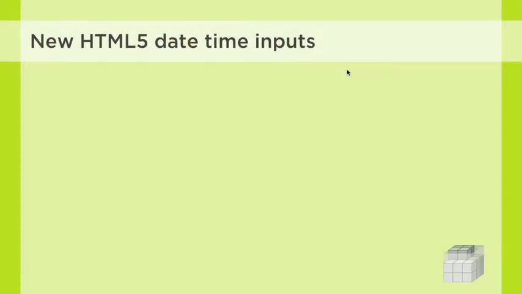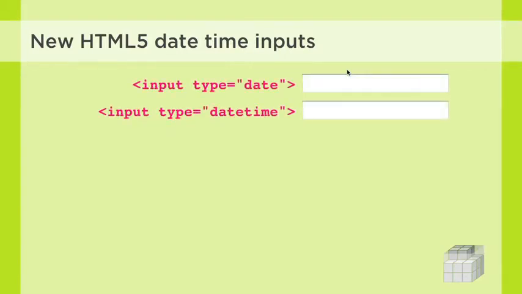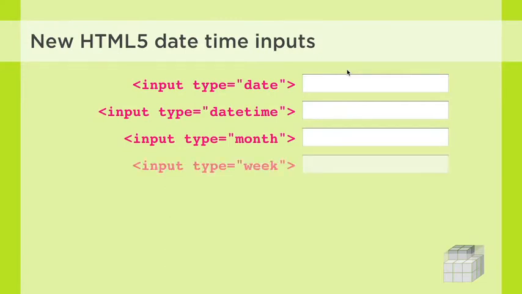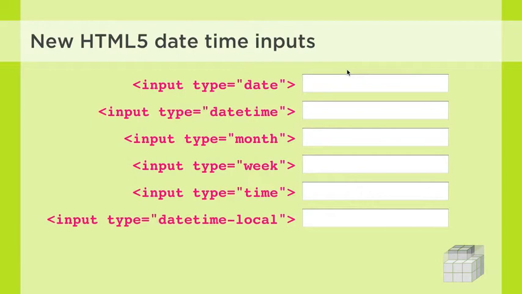But wait, there's more inputs. The other half of the input elements are date time inputs, anywhere from just inputting a date to a date time, to a month, to a week, or just the time, or the date time in the local time zone. As you can see here, all of these look the same and are essentially just text boxes in WebKit. So you might be wondering, what's the advantage of using these? Well, we'll get to that.